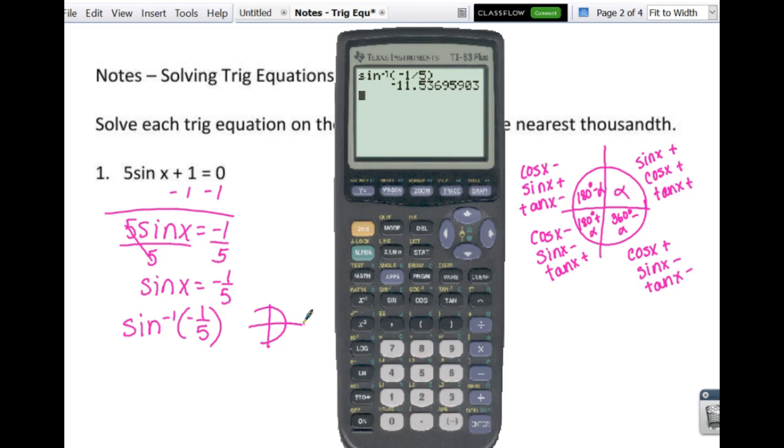So I want the positive so that I can use this, all right? So if I put in the positive 1/5, it's going to be the same answer. Does this make sense? Except it's going to give me a positive 11.53 instead of a negative. So here's what I'm going to do. I need 180 plus that mess, and I need 360 minus the mess.